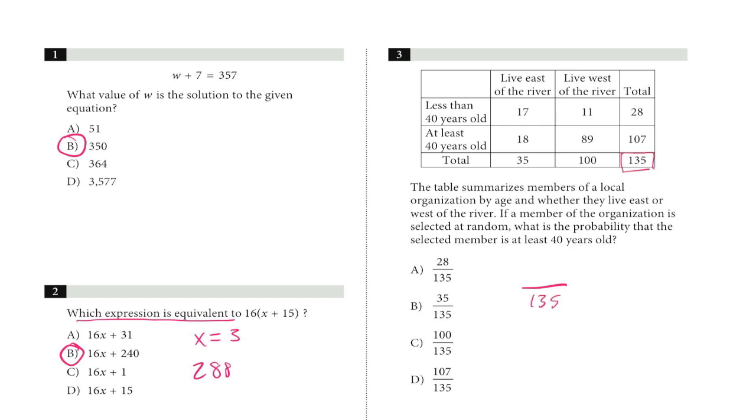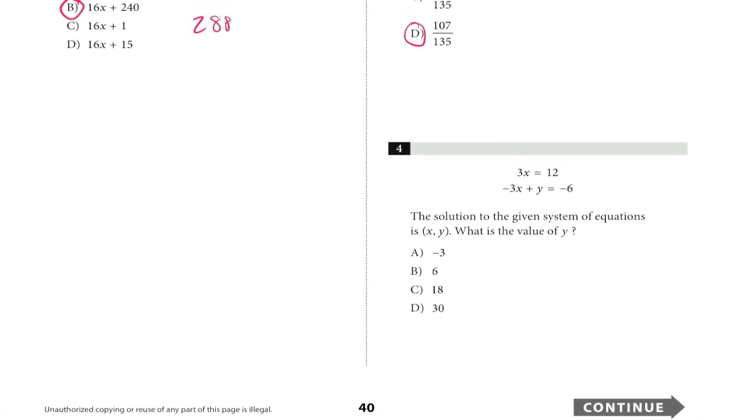And of all of the people, they want to know what is the probability of selecting a member that is at least 40 years old. So they didn't say which side of the river. They just said at least 40. So we're going to think about the total of 140, of over 40, excuse me, which is 107. The answer is D.